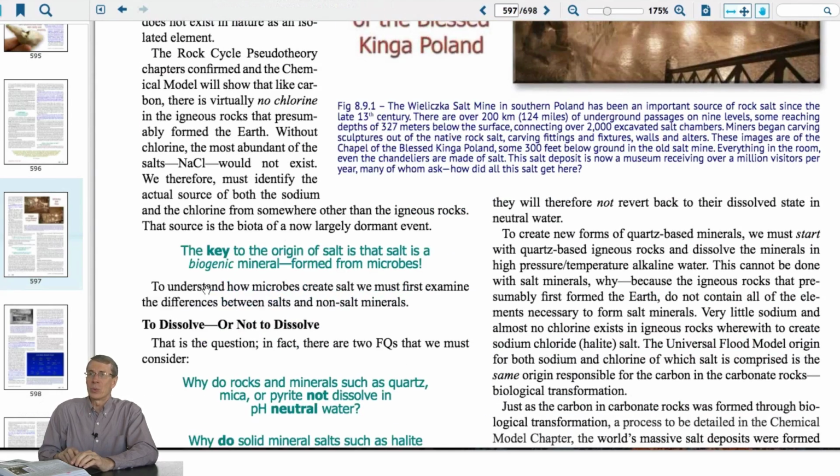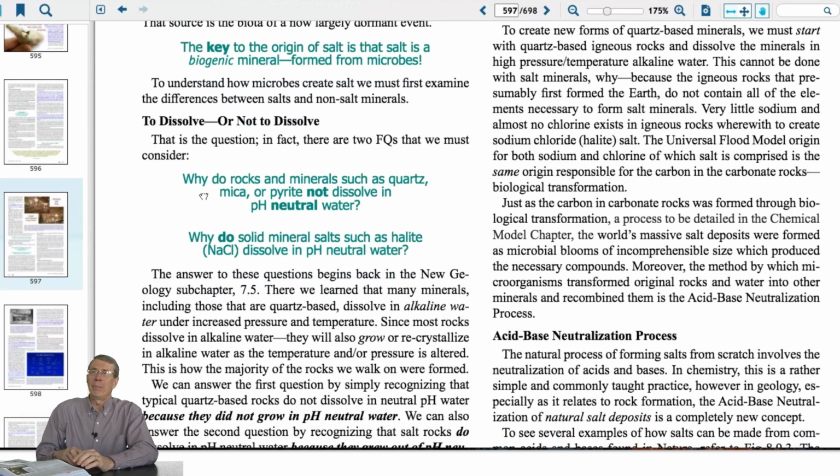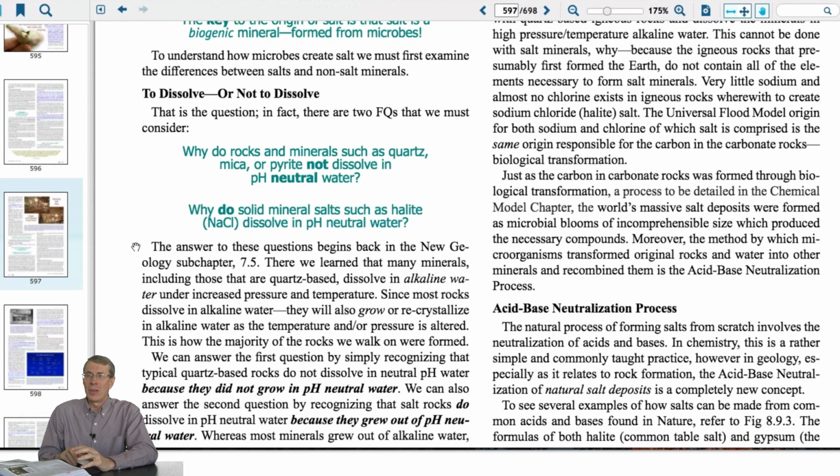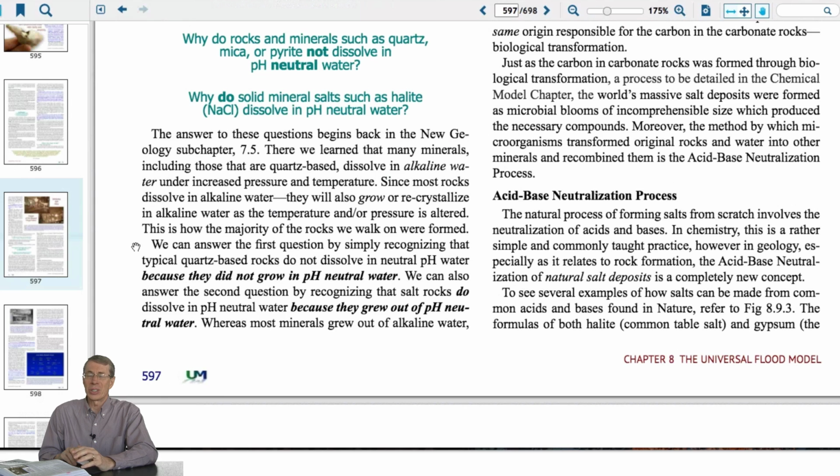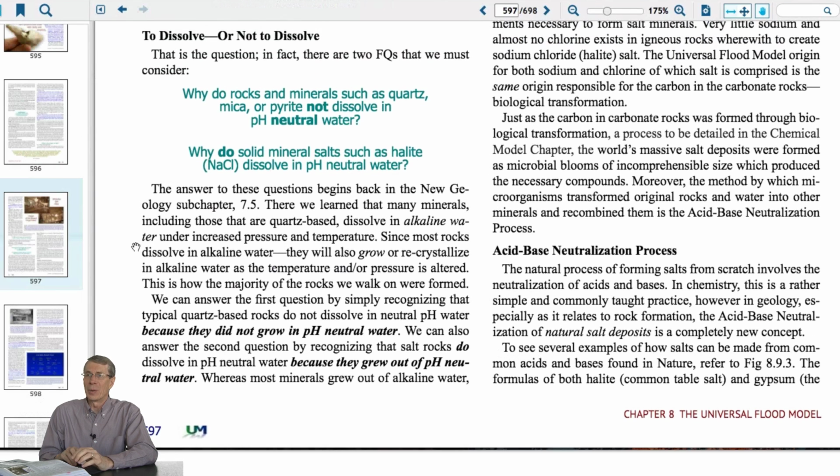because this is really a key right here at the top. In the green letters, the key to the origin of salt. It's really simple. Salt is a biogenic mineral. This means it formed from microbes. Yes, microbes. Microbes are a really important part of the universal flood. This was an event that took place 4,362 years ago. This is explained in this chapter we're working on, where we're at right now.